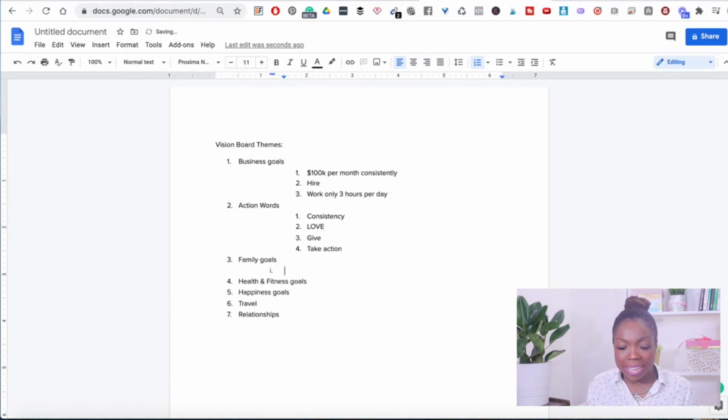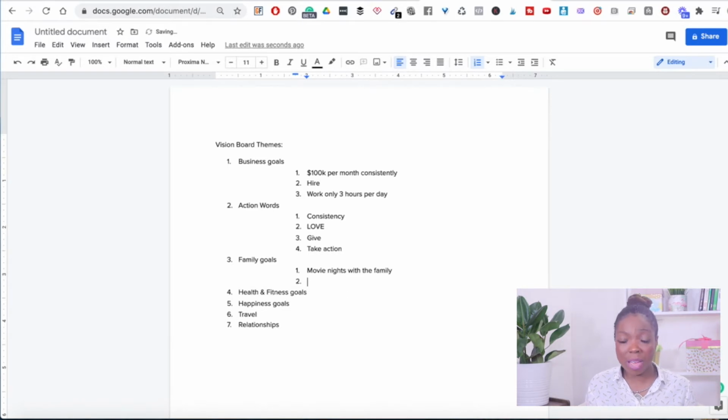What about family goals? Do you have a family? Do you have children? Or it could be anybody who you consider family. It doesn't even matter. So perhaps, if you have children, for example, you might put on your vision board some time. You might want to carve out time to spend with them. So on my vision board are movie nights with the family.